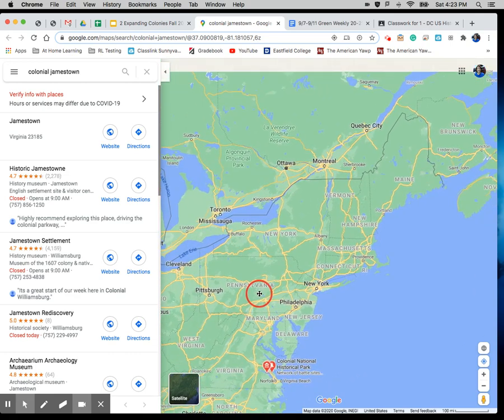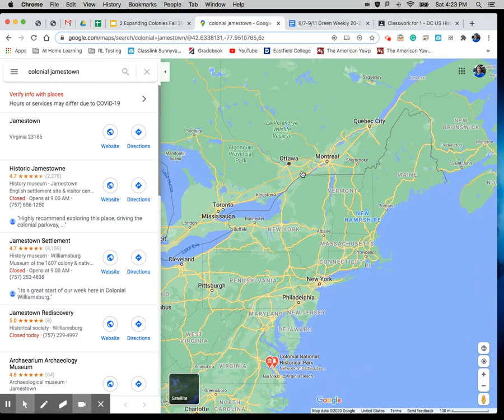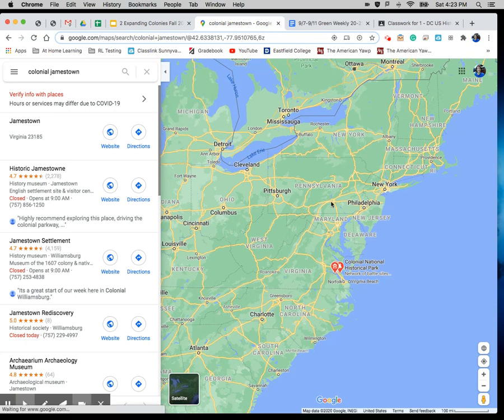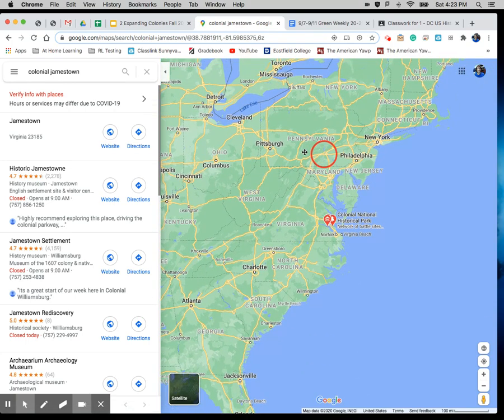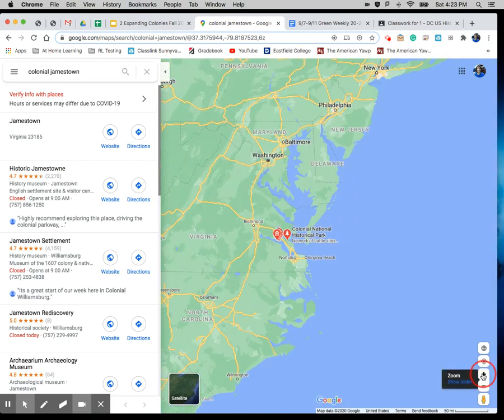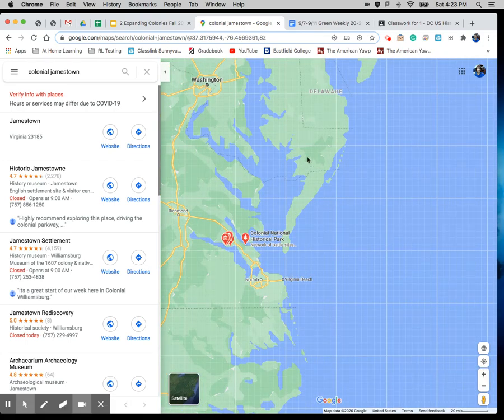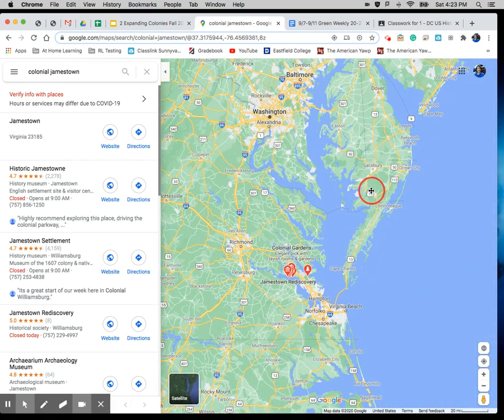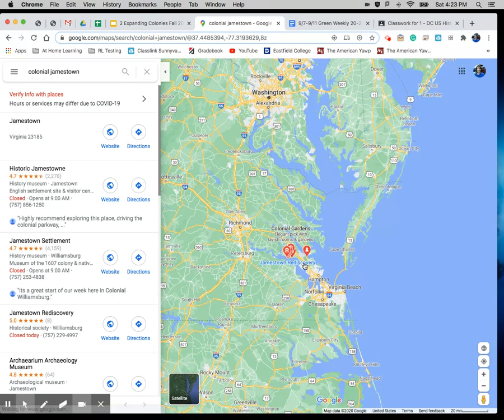Now, you do have the Dutch hanging out up here, right? So the Dutch have a presence a little bit farther to the north, but it's a little more inward. And that's what you see happening as far as the different locations. And if we zoom in, you can get a sense of where Jamestown is, as well as a sense for the inlets, right?